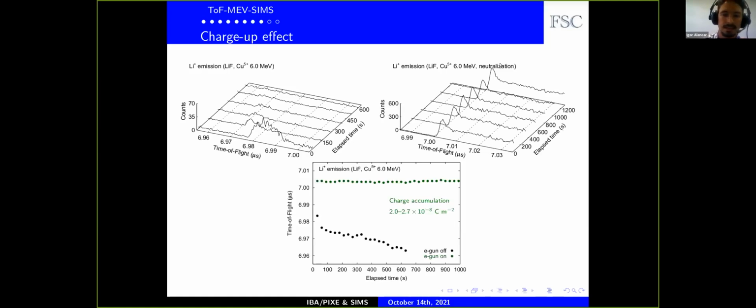So in this case, what we observe is something like this with the gun on. We basically don't see any shift of the maximum here. With the gun off, we see some kind of saturation from which we can calculate the charge accumulation, and it is in the same order of magnitude as the charge that has arrived in the sample.